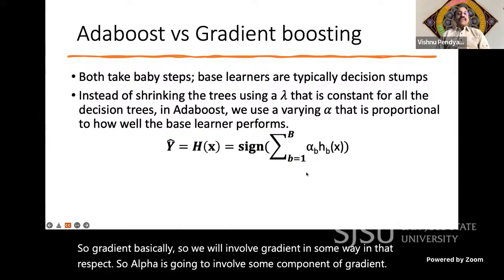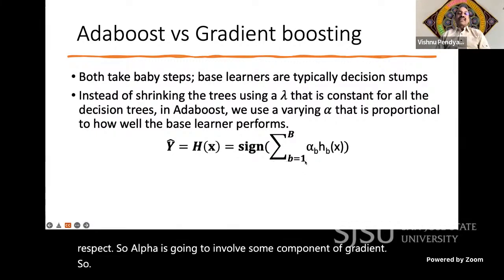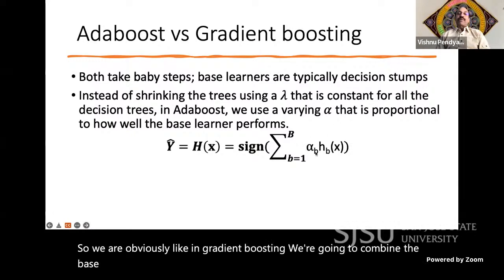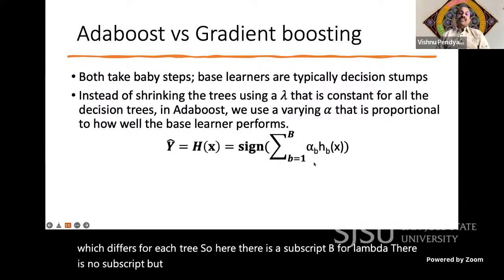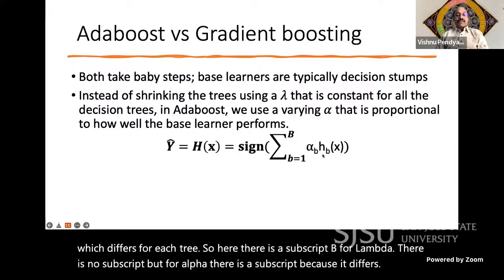We are obviously, like in gradient boosting, going to combine the base learners using a weightage parameter alpha b, which differs for each tree. So here there's a subscript b. For lambda there is no subscript, but for alpha there's a subscript because it differs from base learner to base learner.